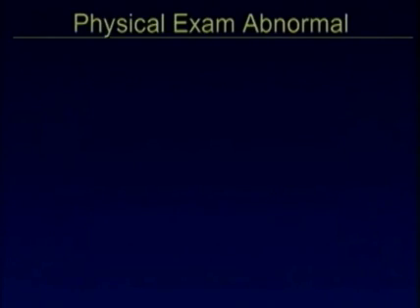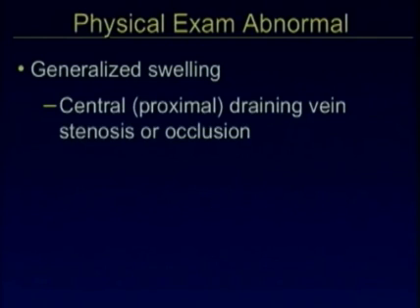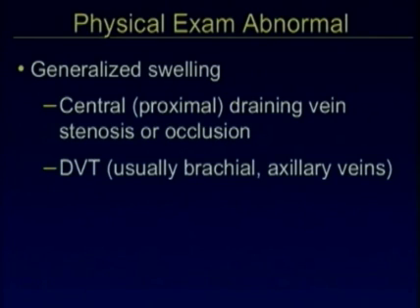And we'll talk a little bit later about how to diagnose that and how to assess the severity of the stenosis. The physical exam can also be abnormal, not with a focal mass, but with generalized swelling. And when I think of generalized swelling, I generally think of central or proximal draining vein stenosis or occlusion. And occasionally we can see in these patients a DVT, usually of the brachial or of the axillary veins, and those are things that we need to think about.